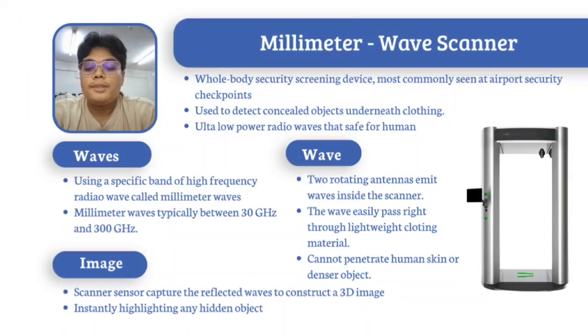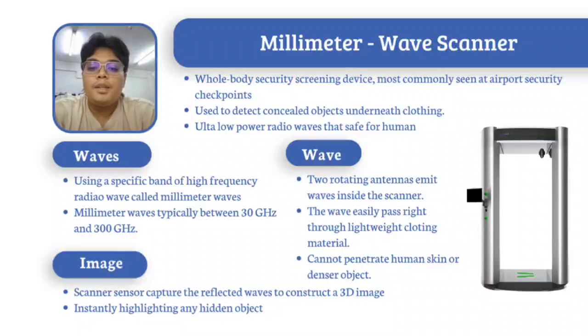Next is the millimeter wave scanner. A millimeter wave scanner is a whole body security screening device most commonly spotted at airport security checkpoints. This technology is specifically designed to detect concealed objects hidden underneath clothing using ultra low power radio waves that are entirely safe for humans. Inside the machine, two rotating antennas emit a specific band of high-frequency radio waves, typically ranging between 30 GHz and 300 GHz.